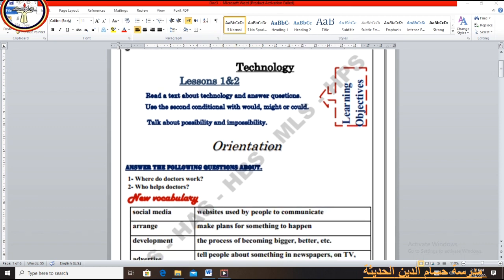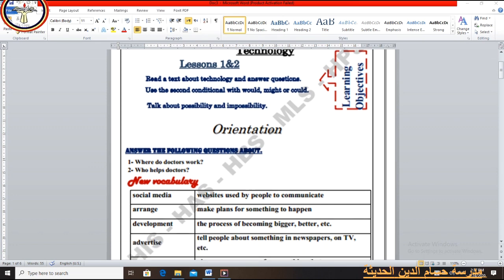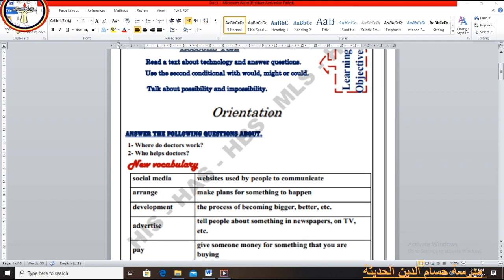The orientation is answer the following questions about: where do doctors work? Who helps doctors? New vocabulary or new definitions. Social media, websites used by people to communicate. Arrange, make plans for something to happen. Development, the process of becoming bigger, better, etc.